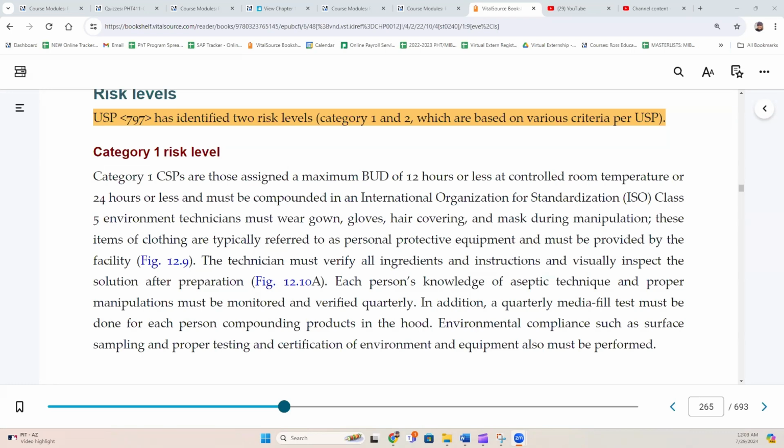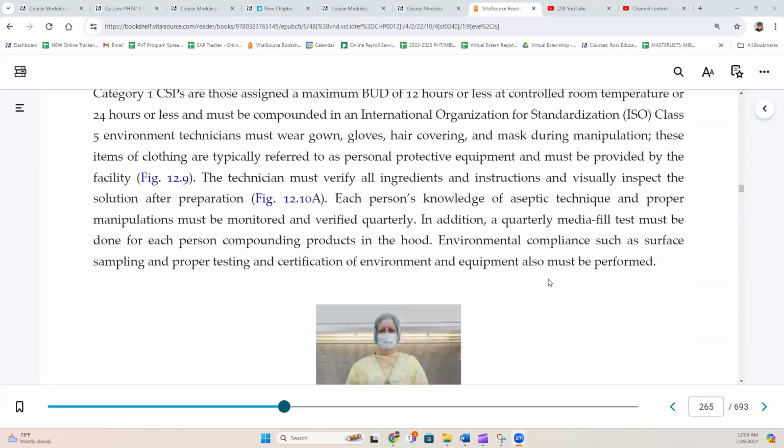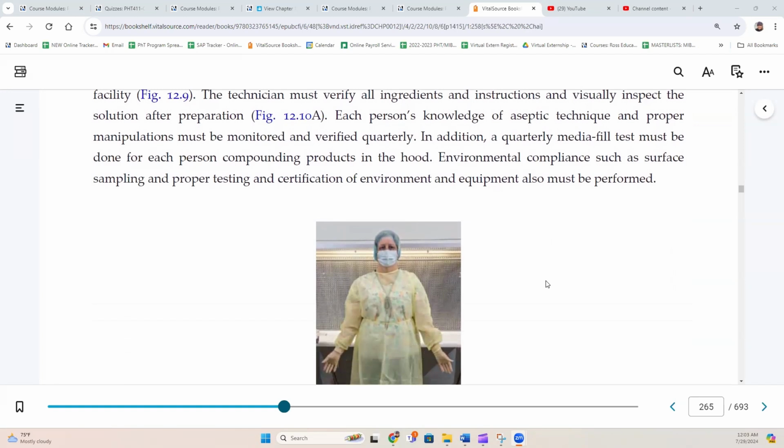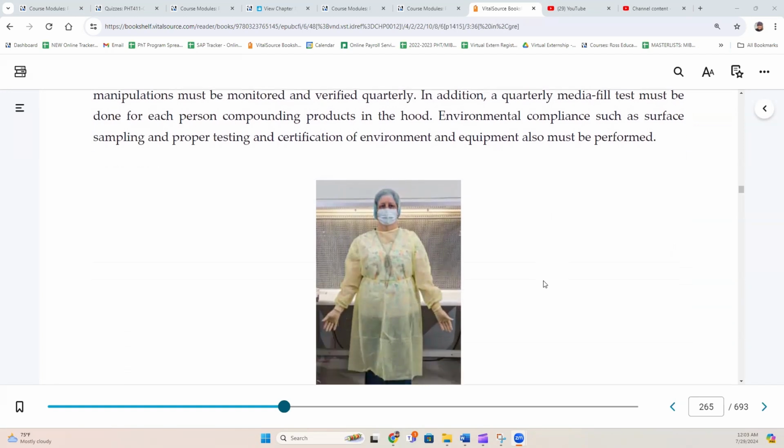These items of clothing are typically referred to as personal protective equipment, or PPE, and must be provided by the facility. The technician must verify all ingredients and instructions and visually inspect the solution after preparation. Each person's knowledge of aseptic technique and proper manipulations must be monitored and verified quarterly. In addition, a quarterly media fill test must be done for each person compounding products in the hood.